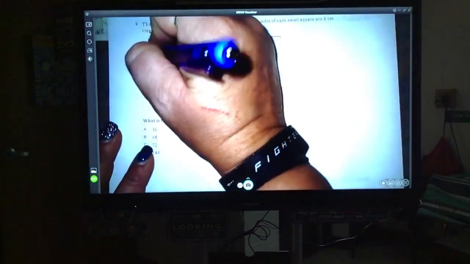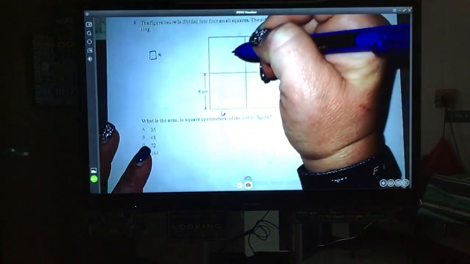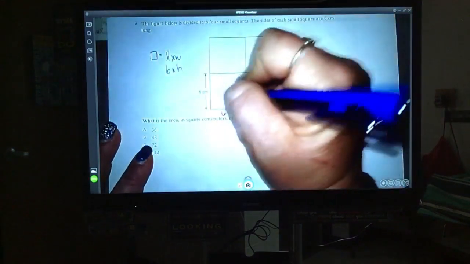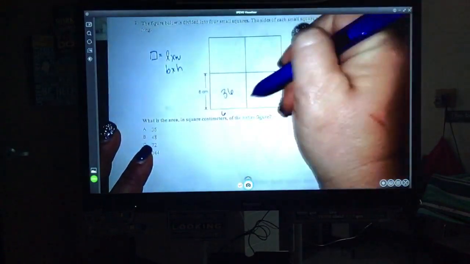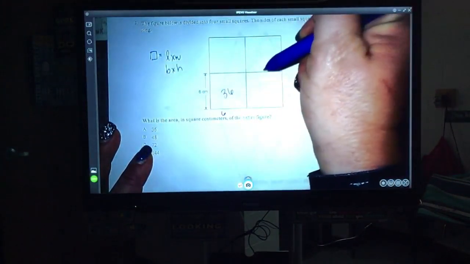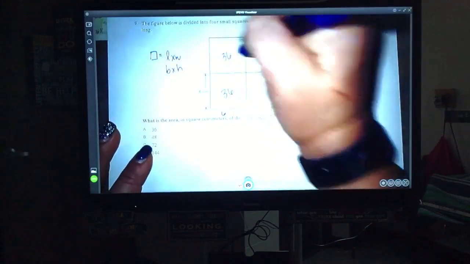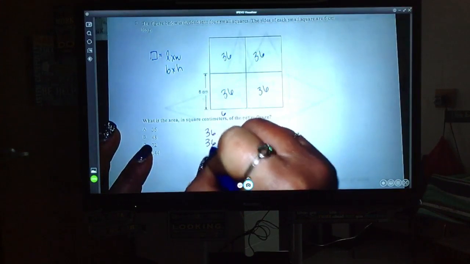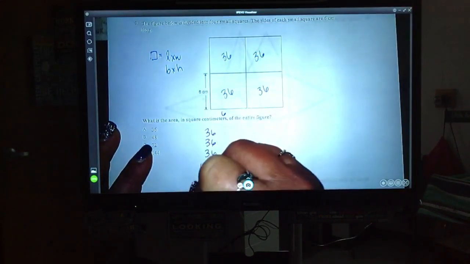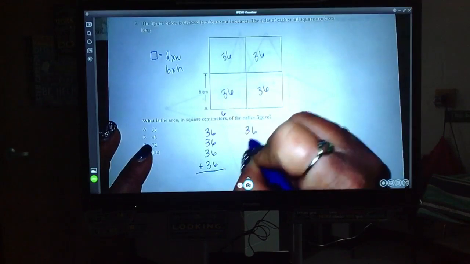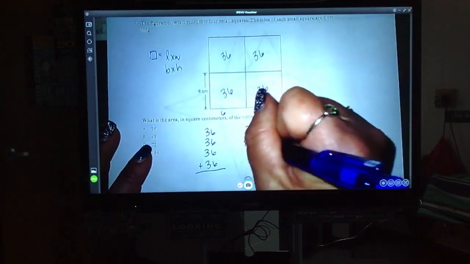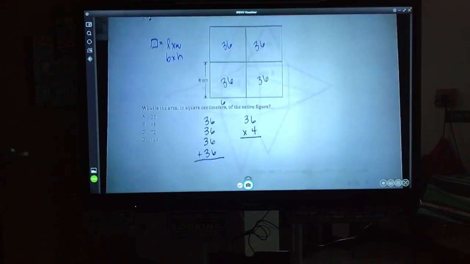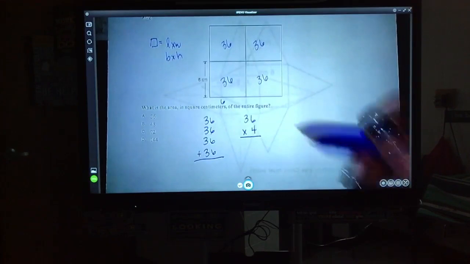And the formula to find the area of a square is what? Length times width, or base times height, whatever you want to do. So this is 36. What do I know about these other 3? They're all the same, so this is 36. And then you can do 36 plus 36 plus 36 plus 36. Or you can do 36 times what? 4. All right, what is our answer when we do that? Jonathan? 144.